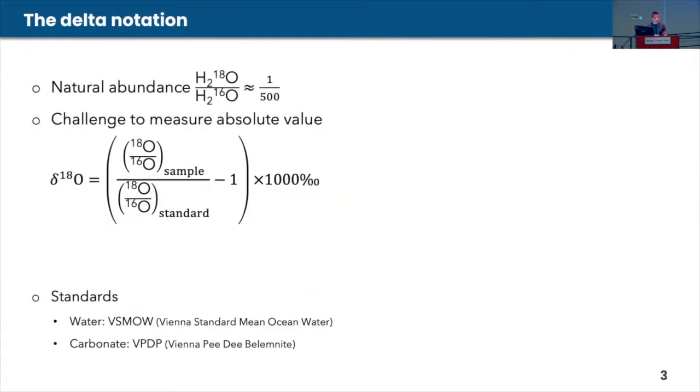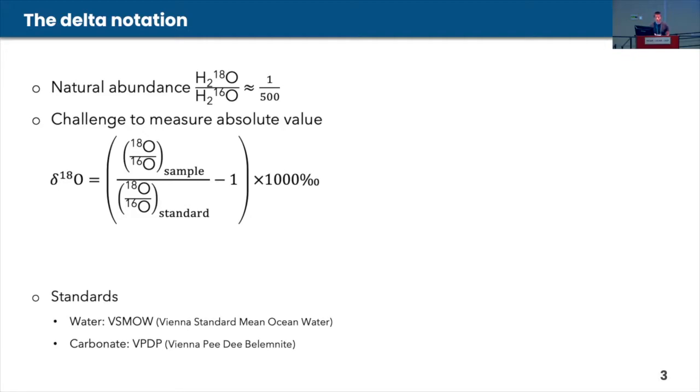Another concept is the delta notation. The natural abundance for H218O over H216O is roughly 1/500, meaning if you drink a bottle of water, maybe 500 milliliter, then you take 1 milliliter of heavy water. For this small amount of abundance, it's challenging to measure in the lab.